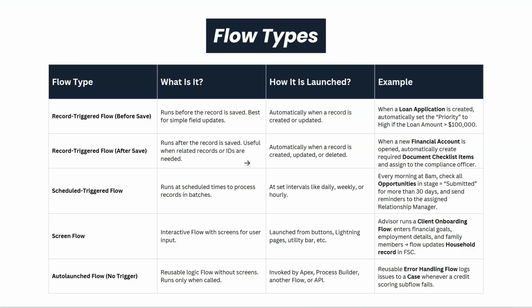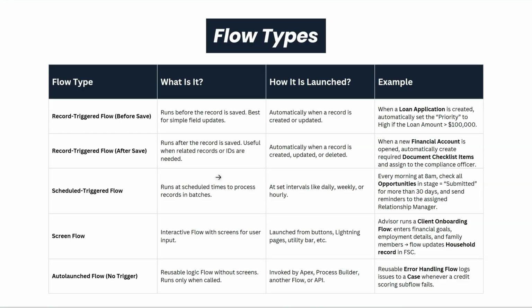But in short, you would use a before save if you want to make quick updates on the same triggering record, and you'll use an after save if you want to perform actions on related records or anything that needs the record ID. So if we move on to schedule-triggered flows, just like the name suggests, these flows run on a schedule to process records in batches, and they're best used for operational jobs and reminders.